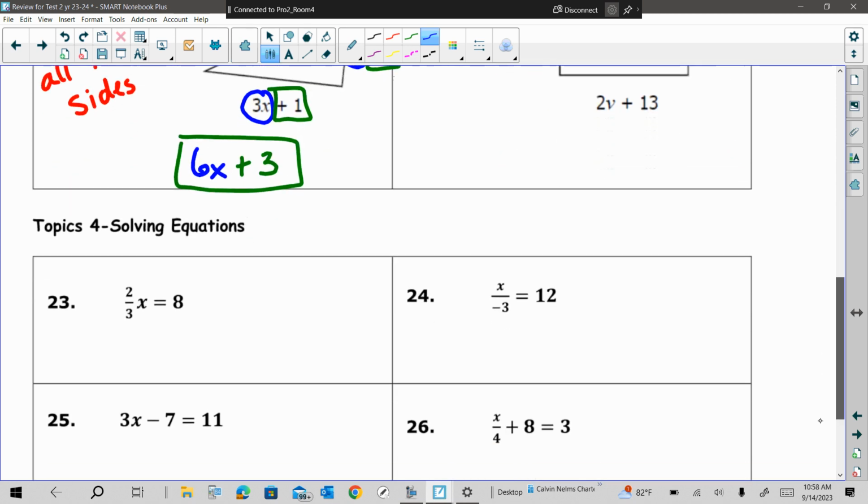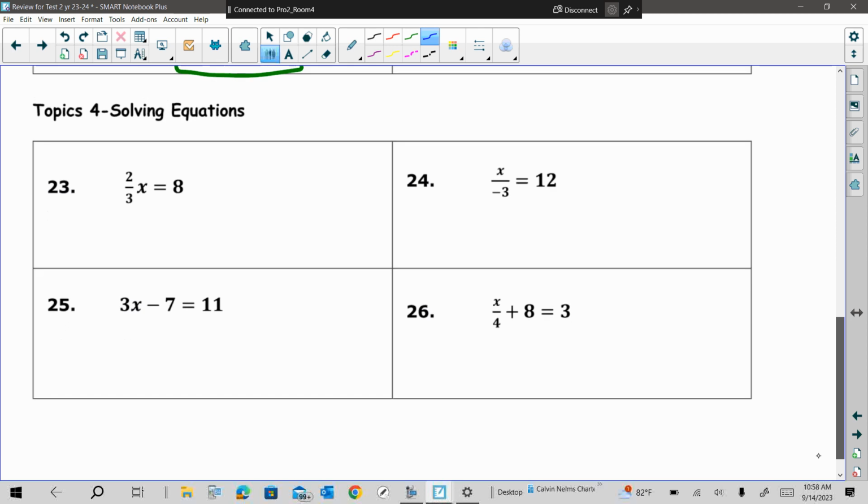Then we're going to get into solving equations. So when you solve it, you have to show the work. You have to show the inverse operation. On 23, we have 2/3 x equals 8. We have a fraction coefficient here. Anytime I say fraction coefficient, what should we do? If I have a fraction, we're going to multiply by the reciprocal. Flip it. So this would be 3/2 and 3/2.